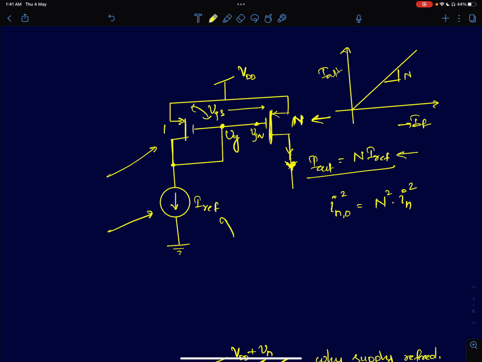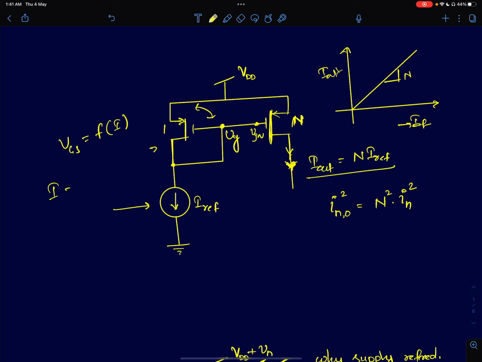So that's the operation. I've also used a word which the old school textbooks used to use: such circuits are called translinear circuits. What do I mean by translinear? We know that MOSFETs are nonlinear devices, right? So if I pass a current IREF through a MOSFET, the gate to source voltage that it generates is a nonlinear function of the current. Or we know that the current is a nonlinear function of the gate to source voltage.